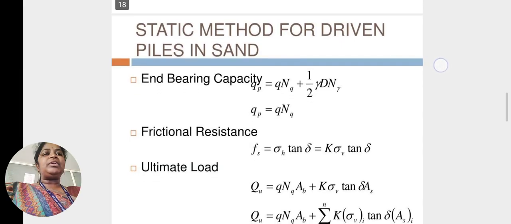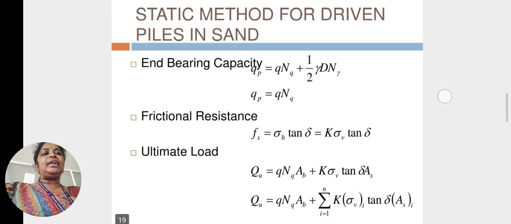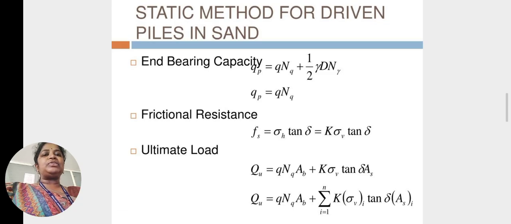And static method for driven piles in sand, end bearing capacity can be calculated using this formula, and frictional resistance, and ultimate load QU is equal to Q N_q A_B plus K sigma_V tan delta A_S. These are the formulas for calculating load carrying capacity of driven piles in sand.